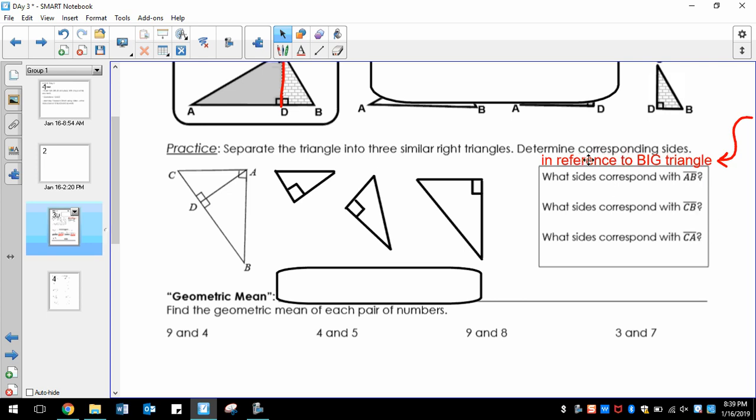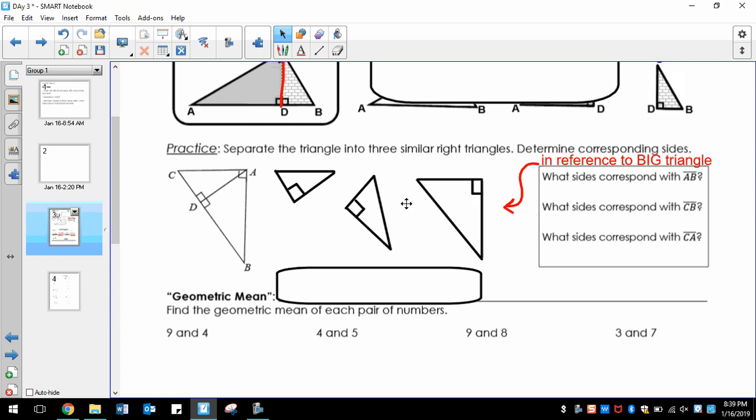Now, I put this little blurb right here, and you should add that to your notes as well. These sides right here are referring to the sides in the full triangle. Whenever they give you a question like this where they're asking what sides correspond to blank, the side that they give you will always be in reference to the full or big triangle, the biggest triangle. You're just matching it to the corresponding sides in the 2 little ones that are created after you draw the altitude. These questions are in reference to the bigger or full triangle.